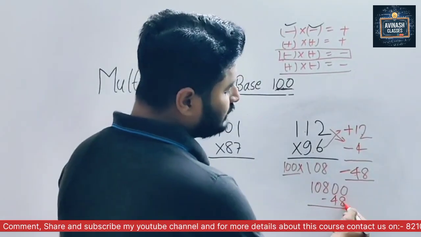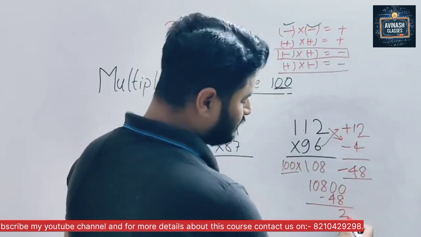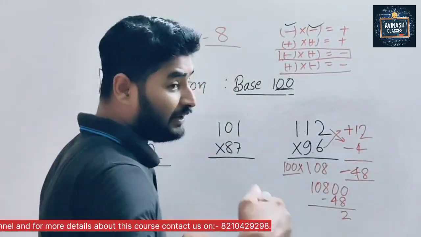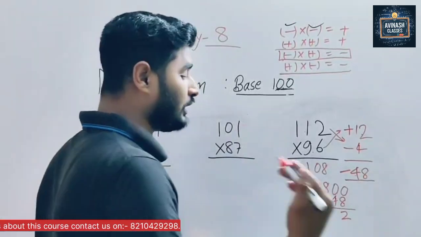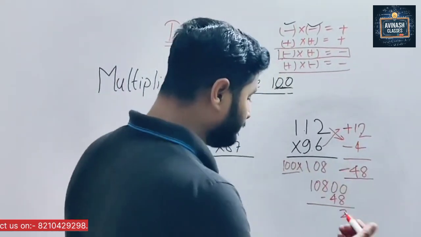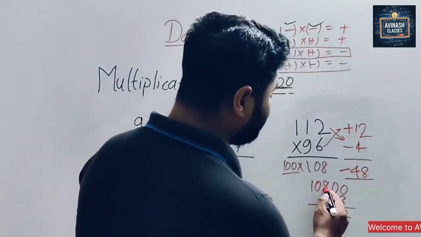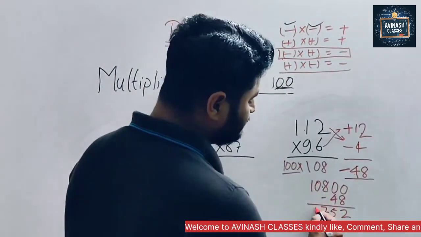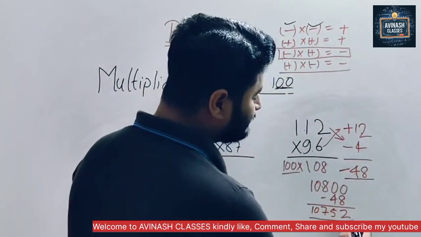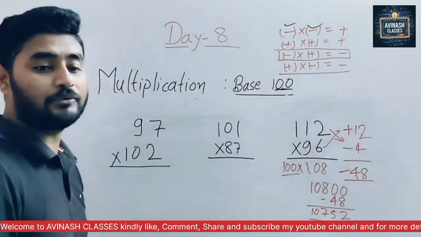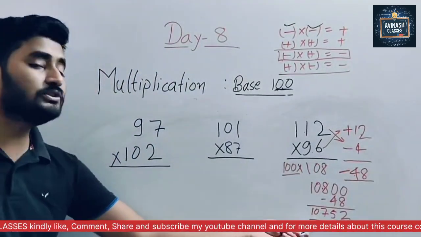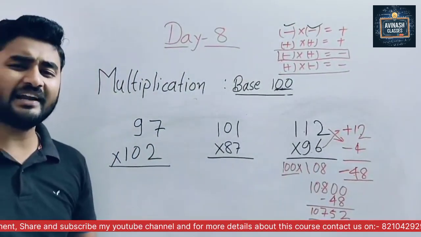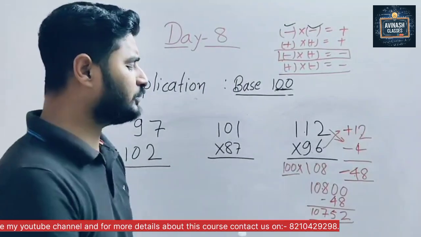Now here, who is the friend of 8? 2. So we write 2. Who is the friend of 5? We are doing this very fast because you already learned it, I do not want to explain. So here 5 and 7, 8 minus 1, that is 7. And this is 10 only. So our answer is what? 10752. What is our answer? 10752. Understand now?